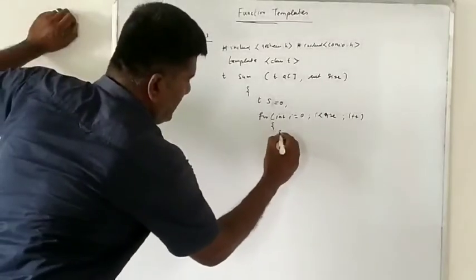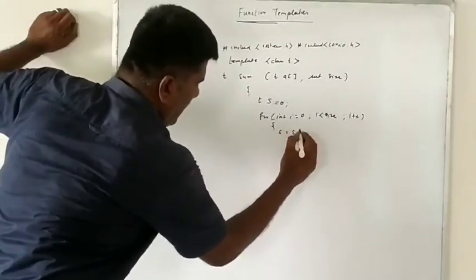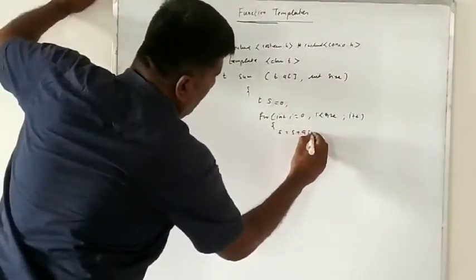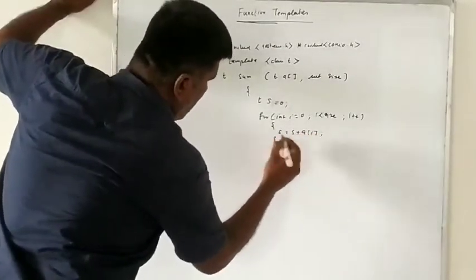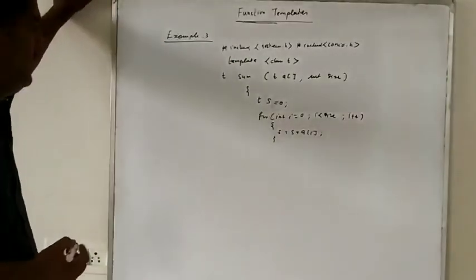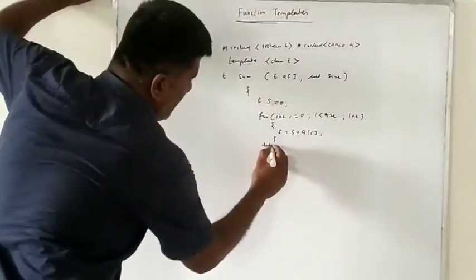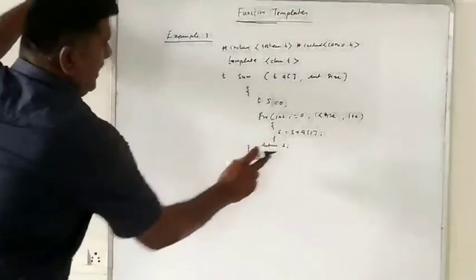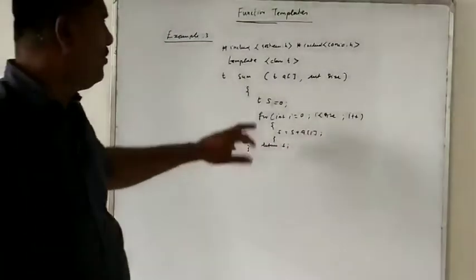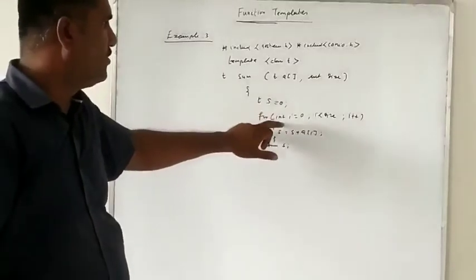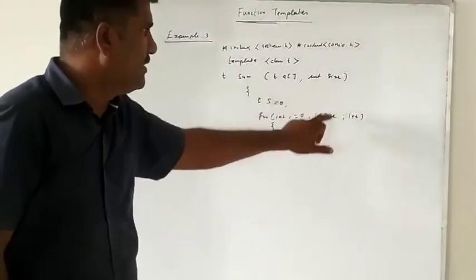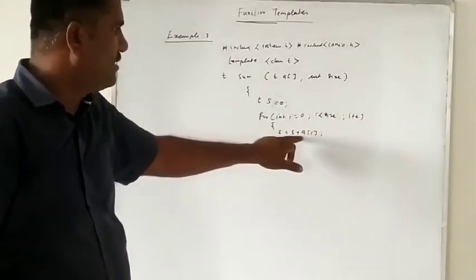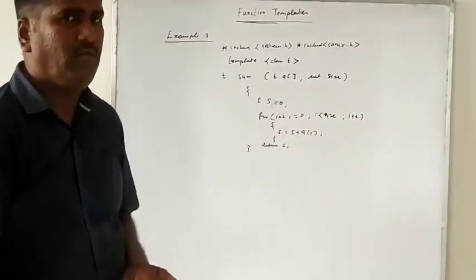Then s equal to s plus a of i. Finally, return s. You already know s equal to 0. So i equal to 0 up to the size that is passed in, i less than size. So s equal to s plus a of i.